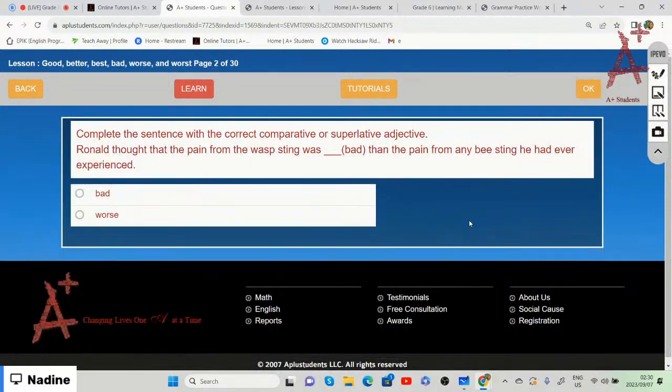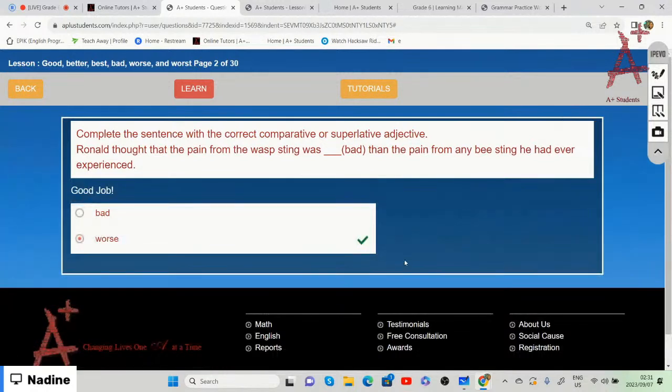Complete the sentence with the correct comparative or superlative. Ronald thought that the pain from the wasp sting was bad than the pain from any bee sting he had ever experienced. So bad. Yeah, we are comparing the wasp sting to any other bee sting. So Ronald thought that the pain from the wasp sting was worse than the pain from any bee sting. Worse.